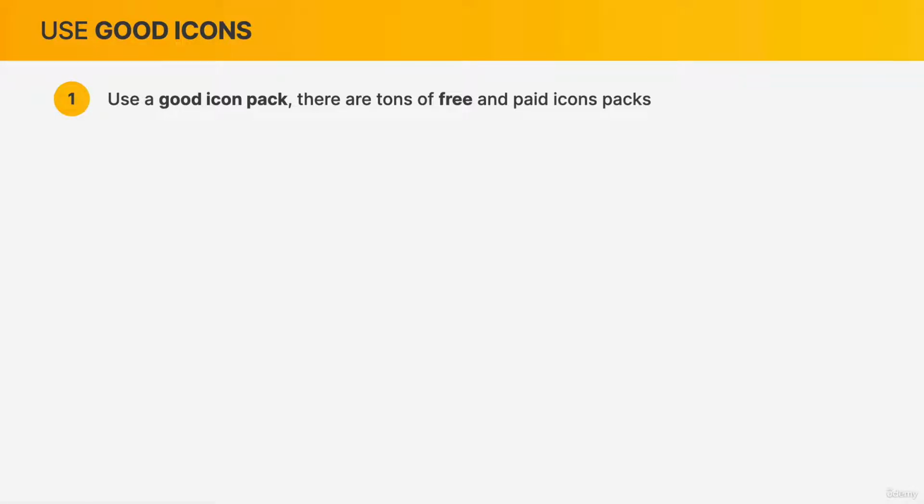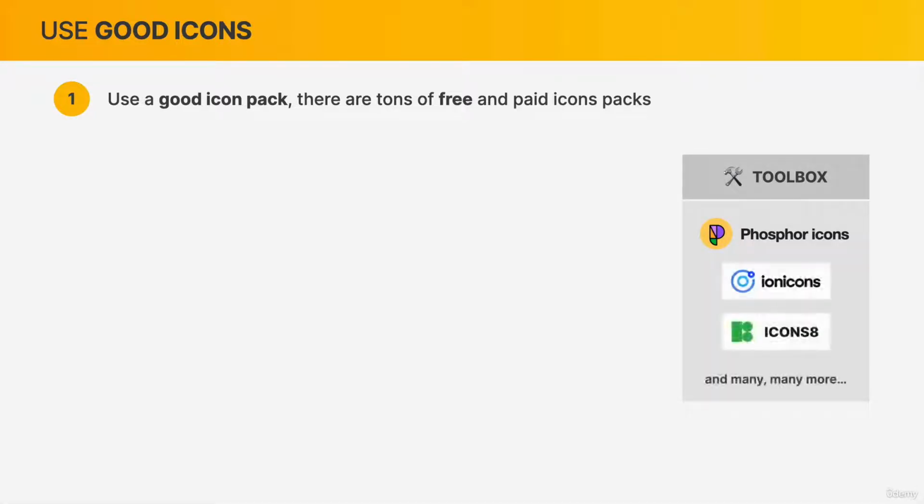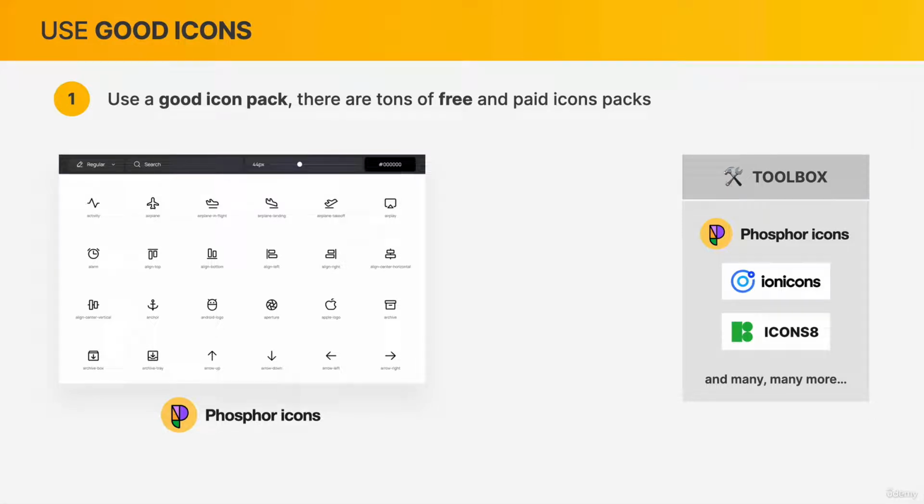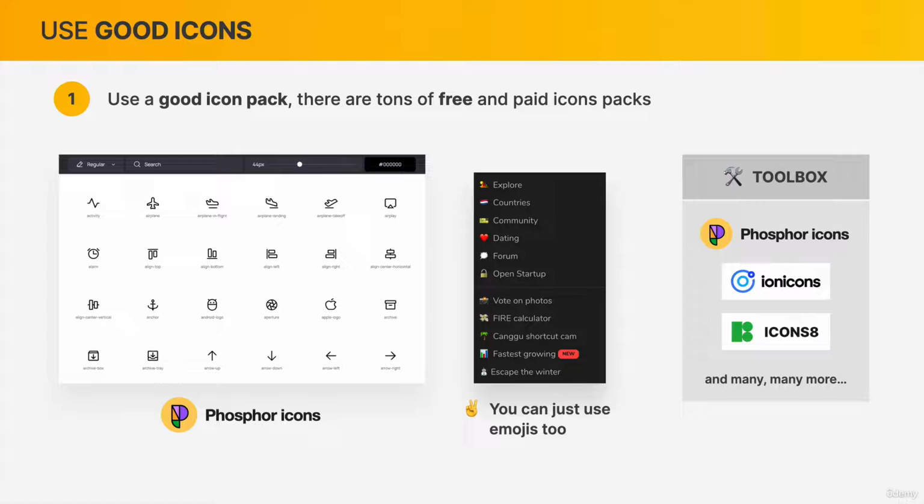some random icons that you find online. And there are a lot of icon packs available online, both free and paid options. But free icon packs such as Phosphor icons, Ion icons, and Icons 8 can actually take you a long way. For example, the Phosphor icons, which look like this, are actually a very good source of high quality icons. And if you want to make your life really easy when designing, you don't even need to add an external icon pack, you can simply use emojis as well. And in many situations, emojis actually work really well. So that's definitely an option to consider.